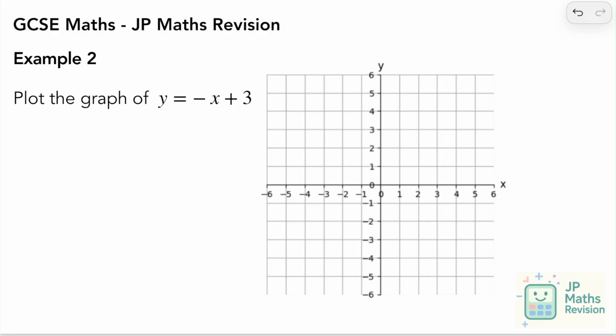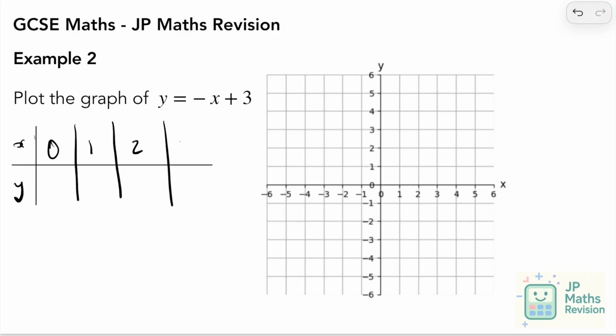So here's another example. We need to plot the graph of y equals -x plus 3. So again, what I'm going to do is draw a table of values, and I have my x values and my y values. So I'm going to pick some values between 6 and -6. So again, I'm just going to go with 0, 1, 2 and 3.